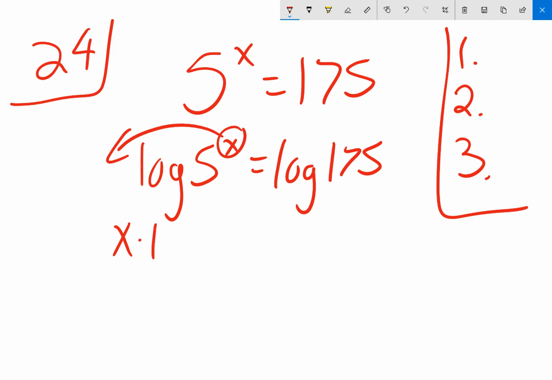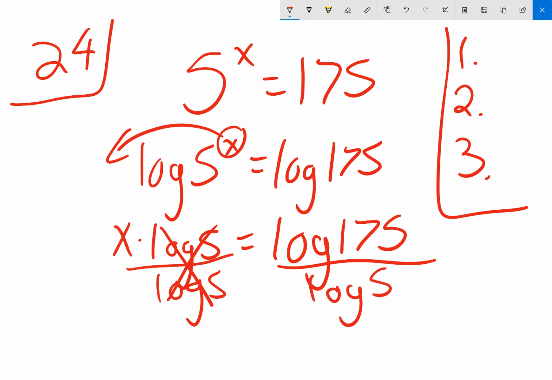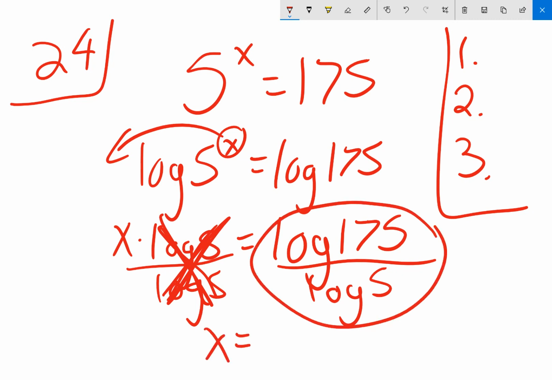So we have x times the log of 5. There is no exponent on the right side. It's just log 175 still. And then since the log 5 is being multiplied to x, I'm going to divide by the log 5 to make sure I cancel. So if that all cancels, that's just going to be x on the left equal to whatever this number is.